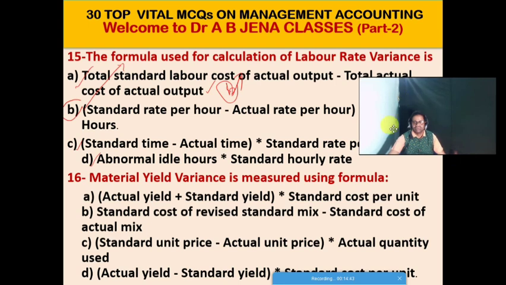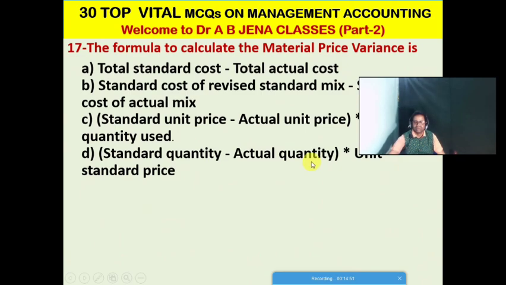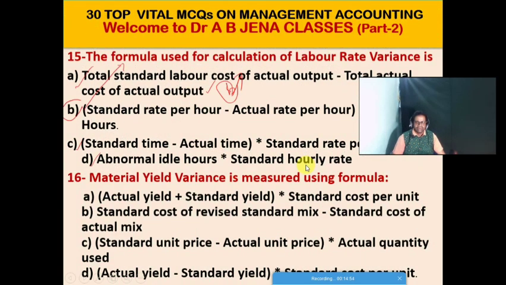So next one MCQ. Material yield variance is measured by using the formula what? A. It's actual yield plus standard yield into standard cost per unit. B. It's standard cost of revised standard mix minus standard cost of actual mix. C. It's the standard unit price minus actual unit price into actual quantity used. D. It's the actual yield minus standard yield into standard cost per unit.